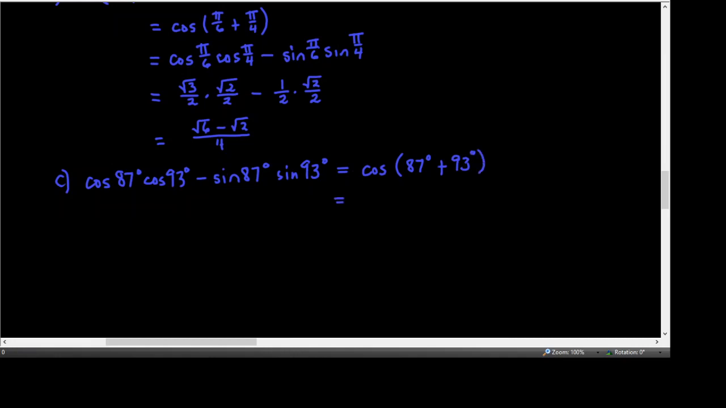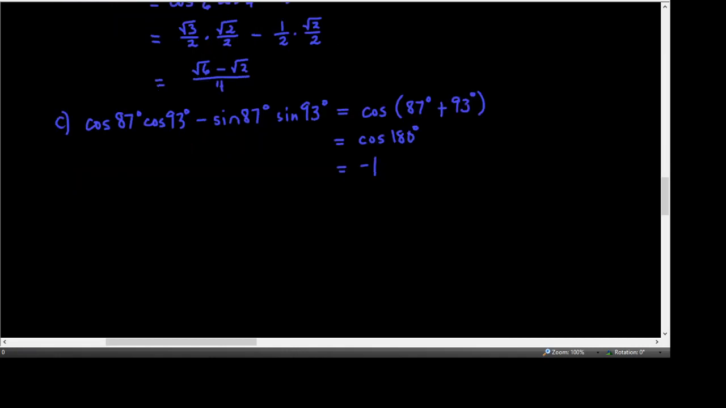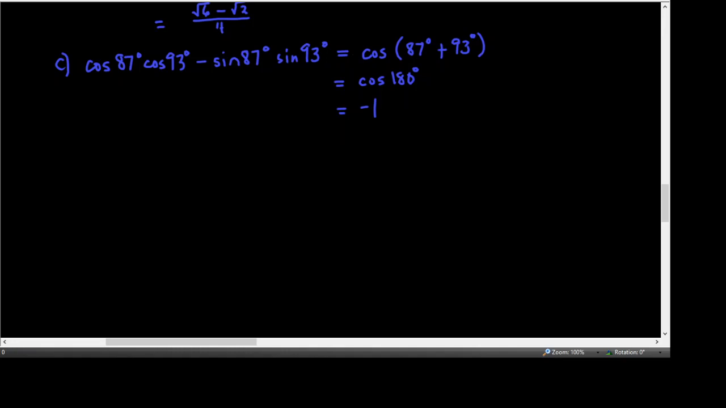Then if you add those two, you should get 180 degrees, which is one of our nice quadrantal answers. And you should know that that's -1. Okay? And you should be able to do that without a calculator. All right. So let's do the next one.